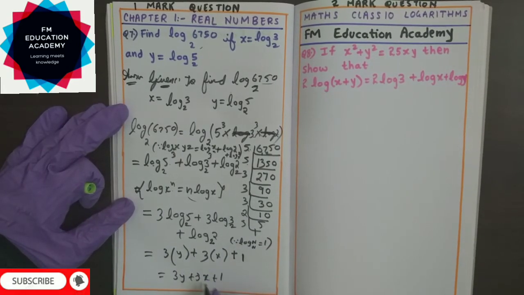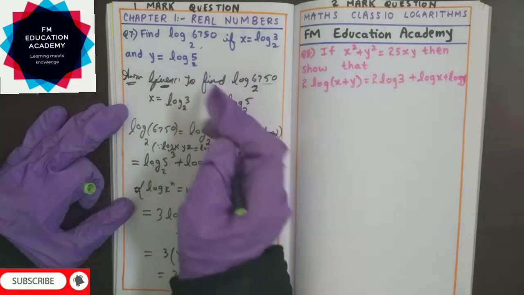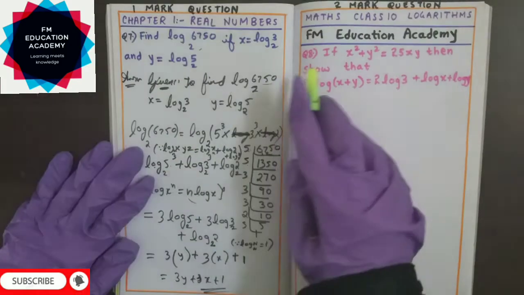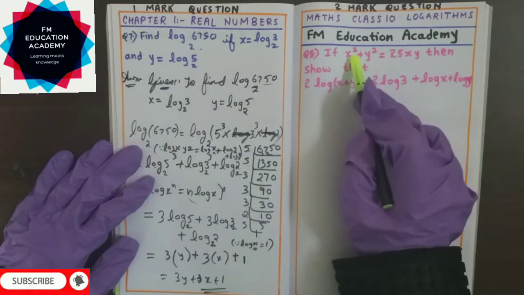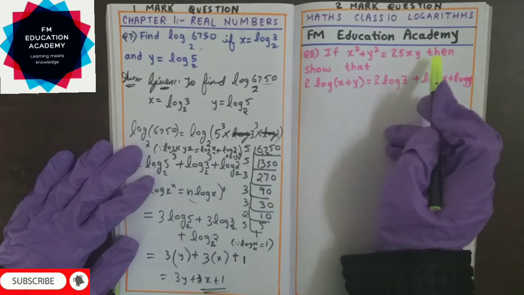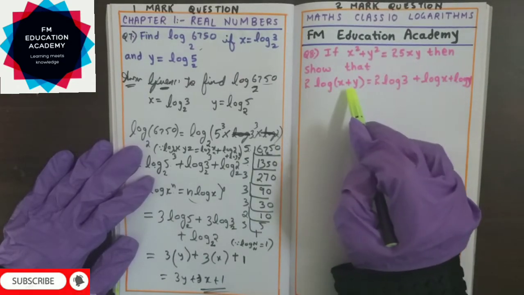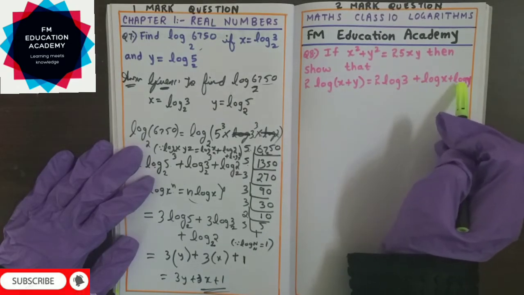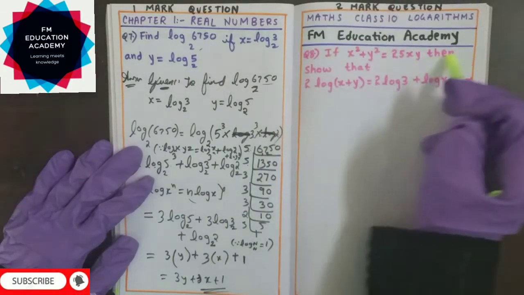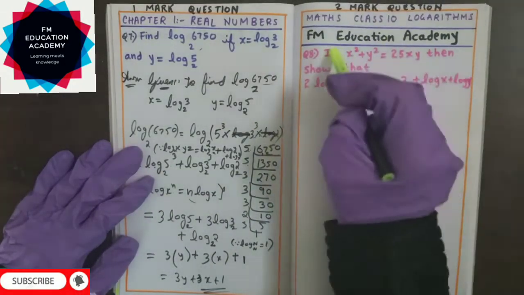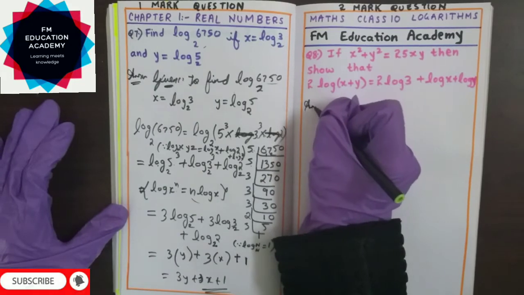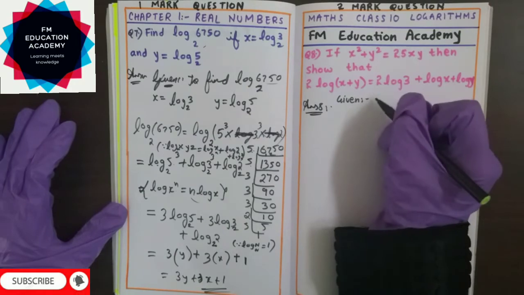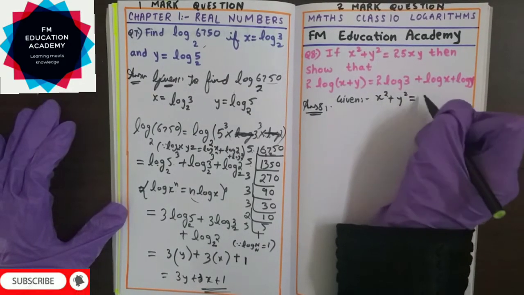In the question, it said the answer should be in the form of x and y, which are given to us. Now let us move to the next question. The next question is a 2-mark question. It is given that if x square plus y square is equal to 25xy, then we have to show that 2 log x plus y is equal to 2 log 3 plus log x plus log y. This is the prove that condition, and this condition is given to us: x square plus y square is equal to 25xy.